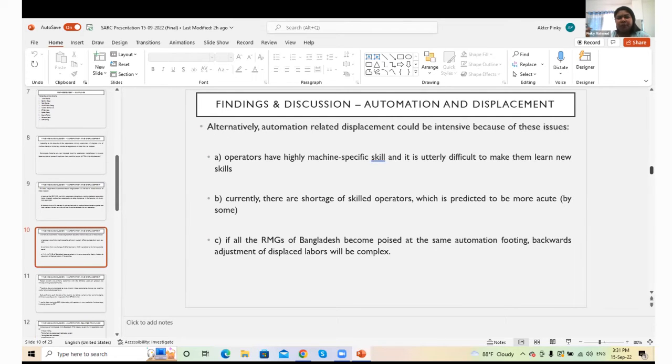Alternatively, automation-related displacement could be intensive because of these issues. Number 1, operators have highly machine-specific skills, and it is utterly difficult to make them learn new skills. Number 2, currently there is a shortage of skilled operators, which is predicted to become more acute. Number 3, if all the RMGs of Bangladesh become poised at the same automation footing, backwards adjustment of displaced laborers will be complex.